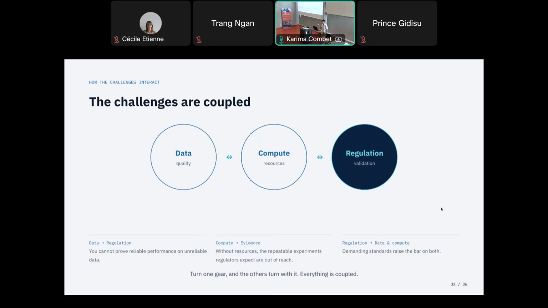And all these things are coupled together: data, compute, and regulation. At the end, what we try to do is think about all of this, science, regulation, data, computation, together to make it available for the patient.